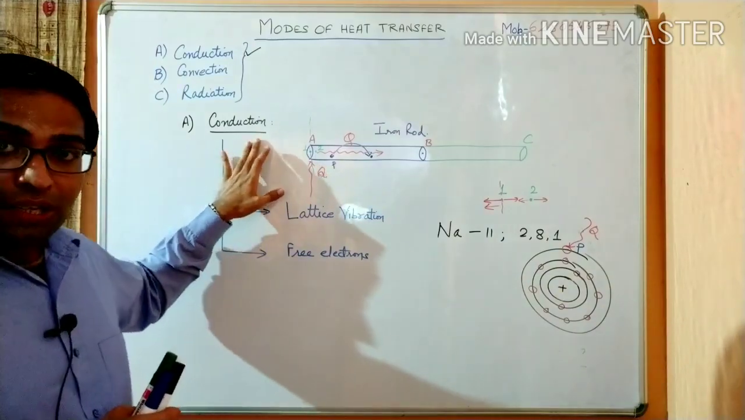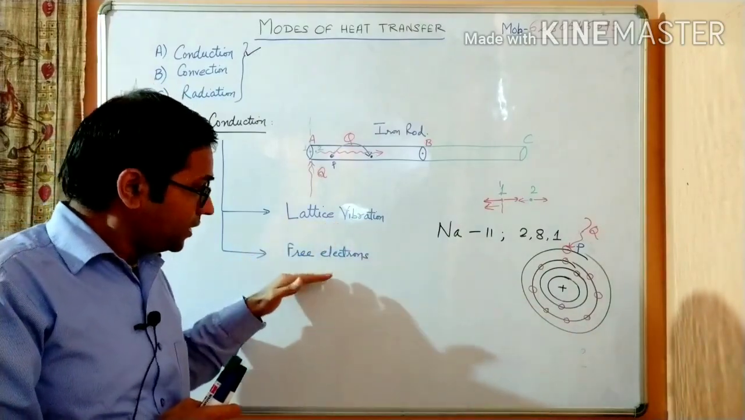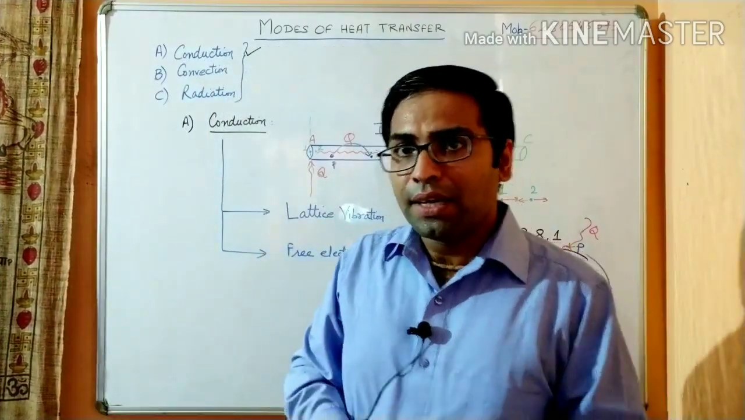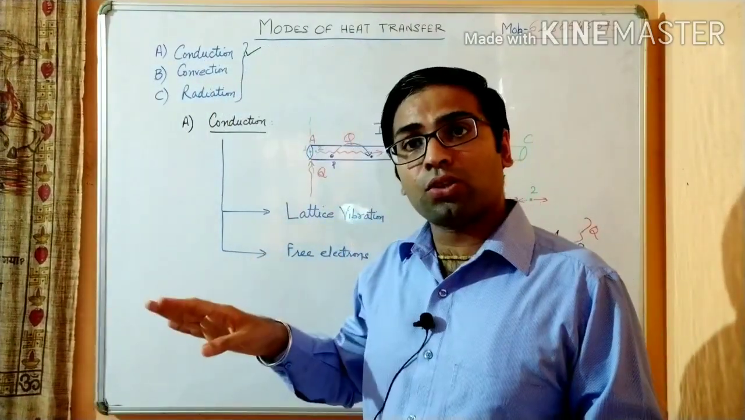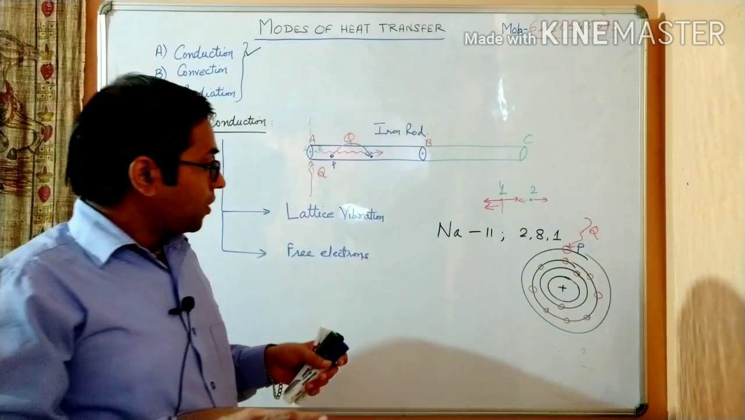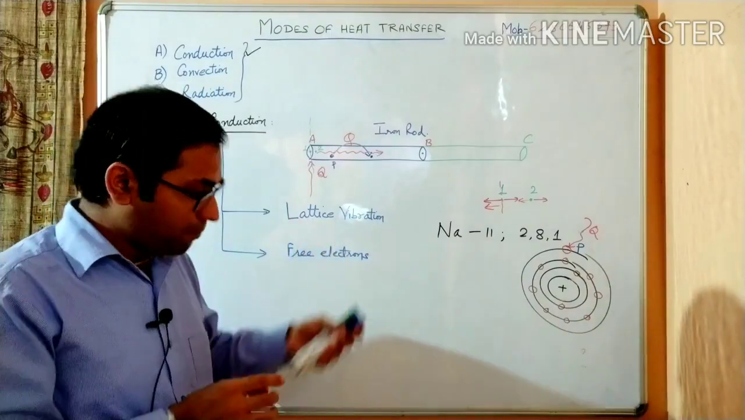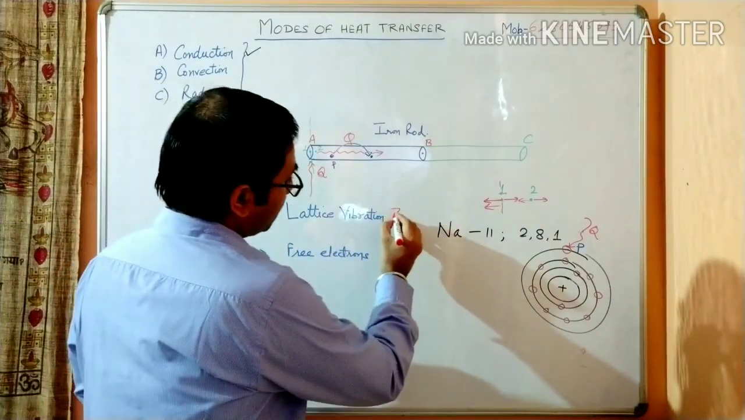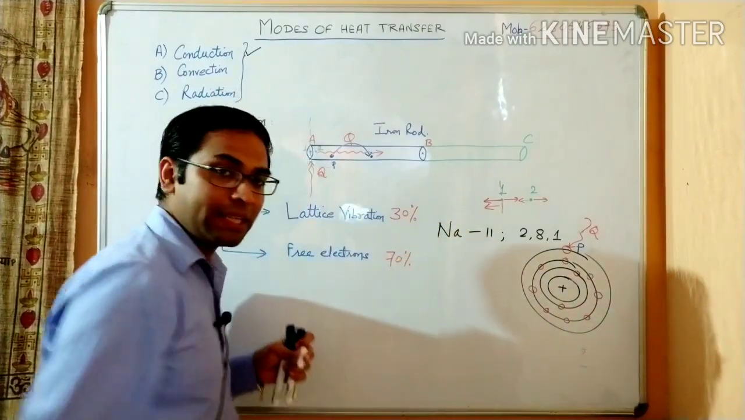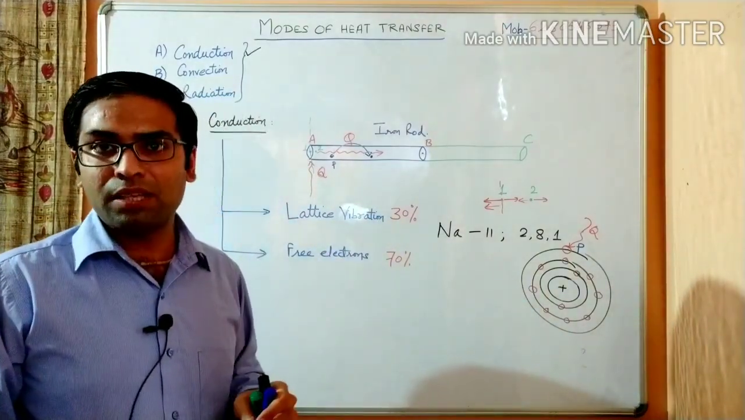So this is how conduction heat transfer takes place within the materials. One is lattice vibration, another is the presence of free electrons. In general, it has been observed that out of the total heat transfer through conduction in any particular application of metals, around 30% of the heat transfer is because of lattice vibration, while around 70% of the total heat transfer through conduction is because of free electron movement or jumping within the material.